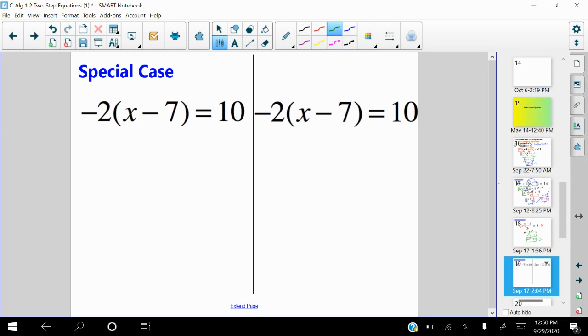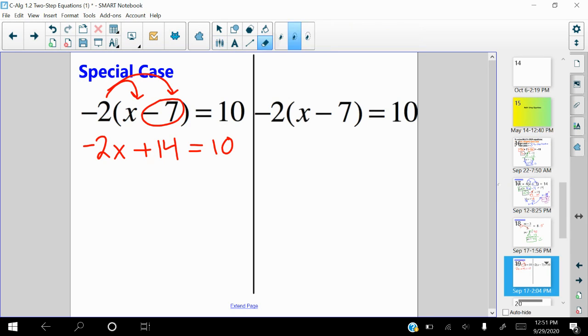What we can do first is we can definitely distribute this -2 inside. So -2 times x is -2x. -2 times -7 is positive 14. And that's equal to 10. That should have been in black. Let's go back and change it. It's equal to 10. And now we have a 2-step equation.